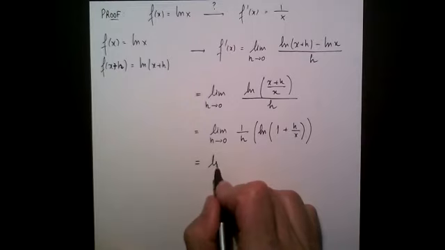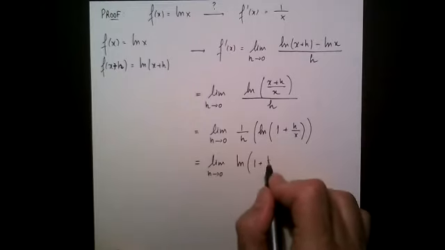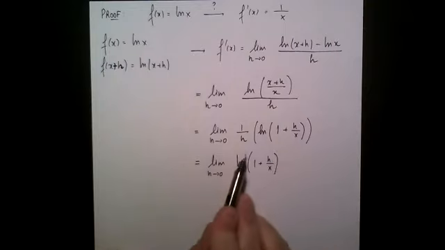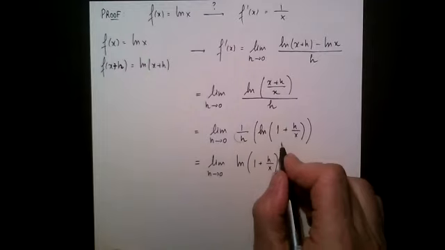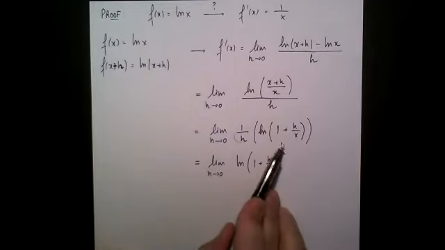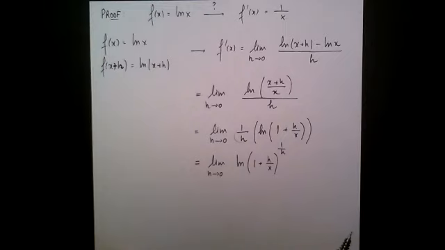Equals the limit as h approaches 0 of ln of 1 plus h over x. And of course, if I have a multiple in front, I could put it on top, as the exponent. 1 over h, same thing, right? Because I'm allowed to drop it in front. This is the third rule that we showed a few minutes ago. Okay, who's got questions until here? Okay, no questions. So now comes the tricky part.